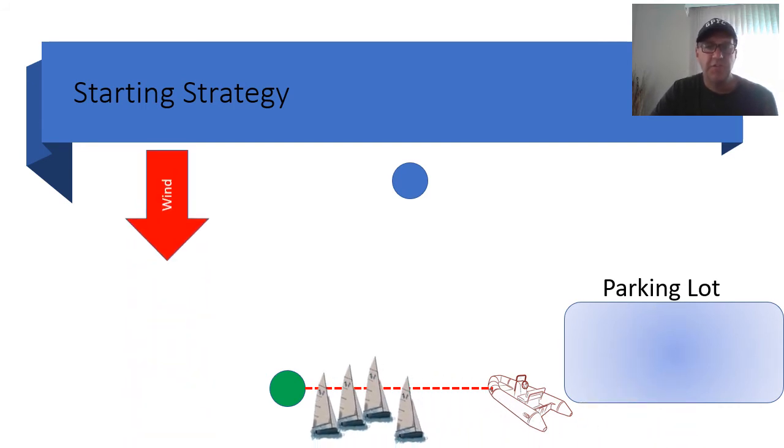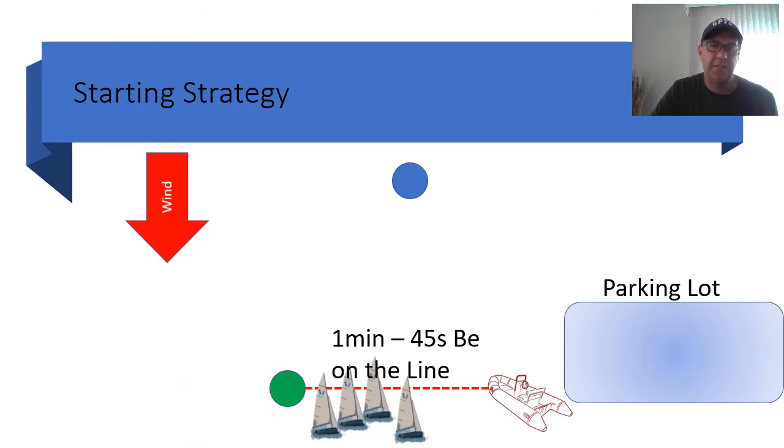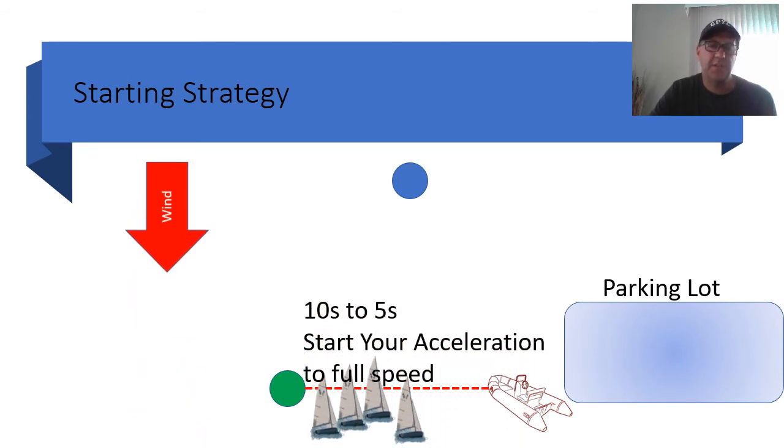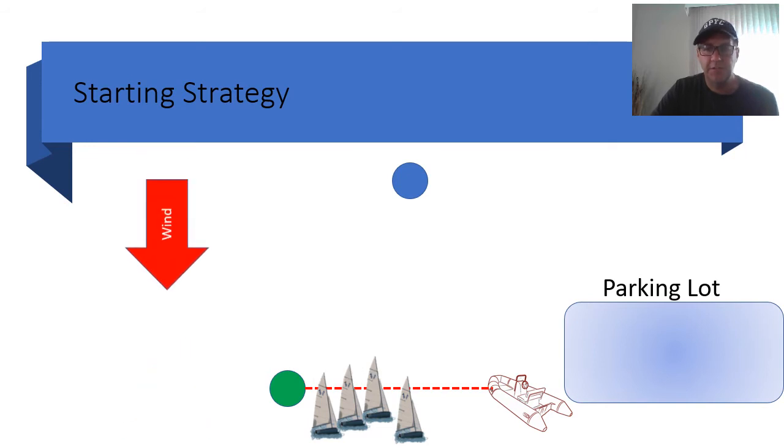So as we transition over, you should be at the start line 1 minute to about 45 seconds. You should be pushing the start line. And as we get further into the sequence, at about 10 seconds to 5 seconds, that's where you'll accelerate your boat to full speed and then charge across the start line. Hopefully you guys can pull this off. It sounds simple in PowerPoint, but it takes a lot of practice to get good at this.